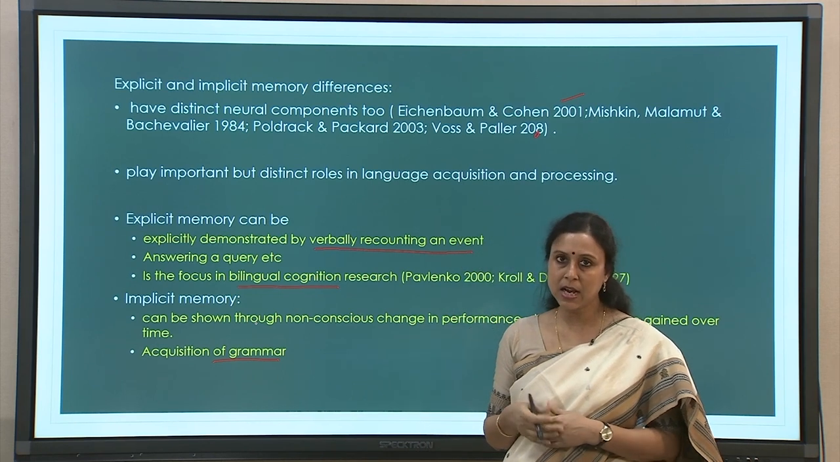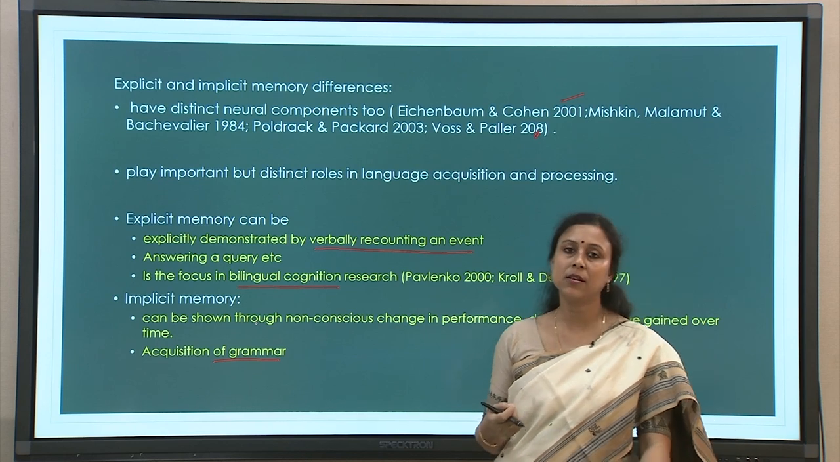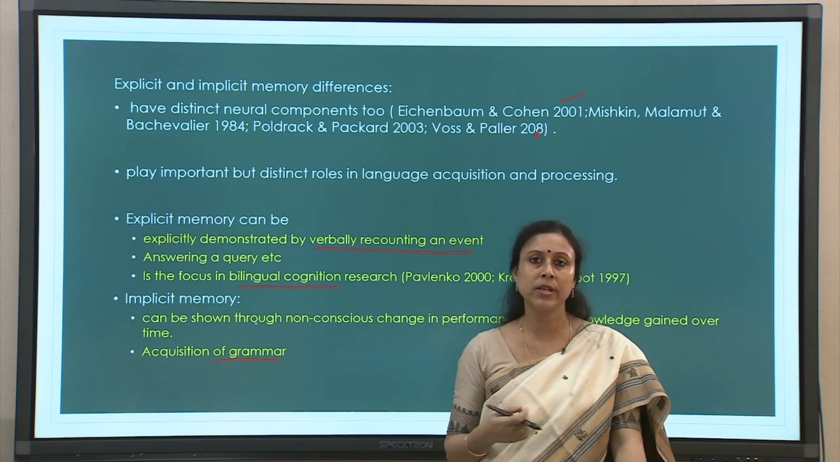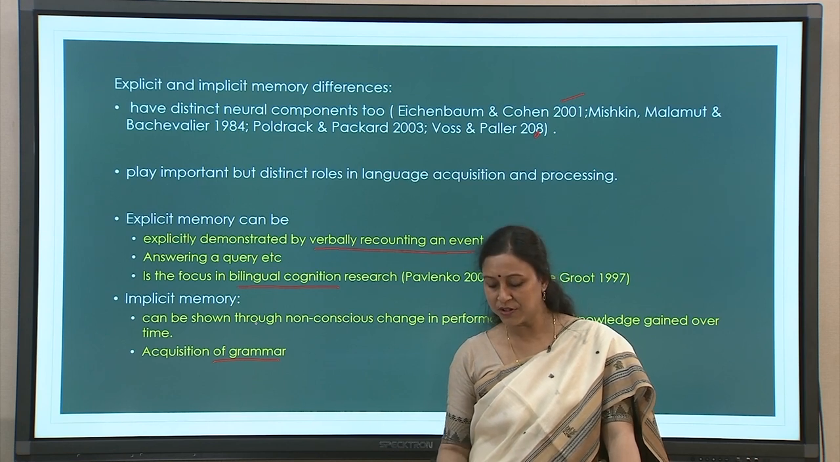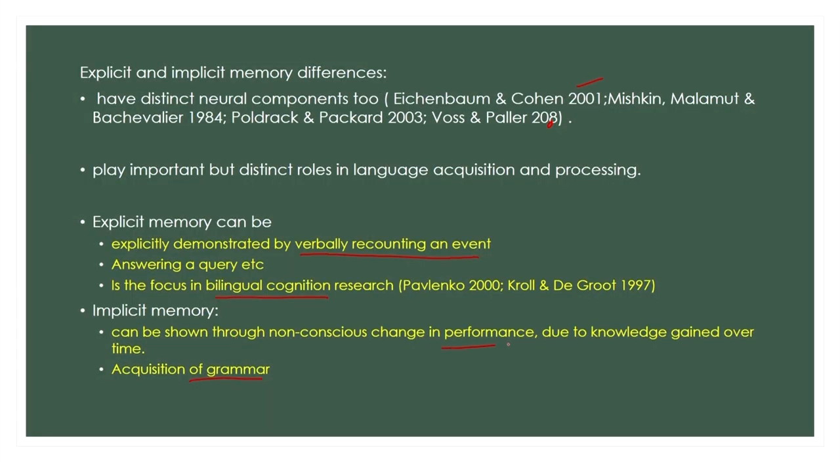So how do we see, how do we judge, how do we check, or experimentally speaking, how do we evaluate implicit memory? Typically through non-conscious change in performance. So there are experiments that are designed to check over a period of time as to how new knowledge has translated into differential performance over a same task. So that is how implicit memory is typically checked.